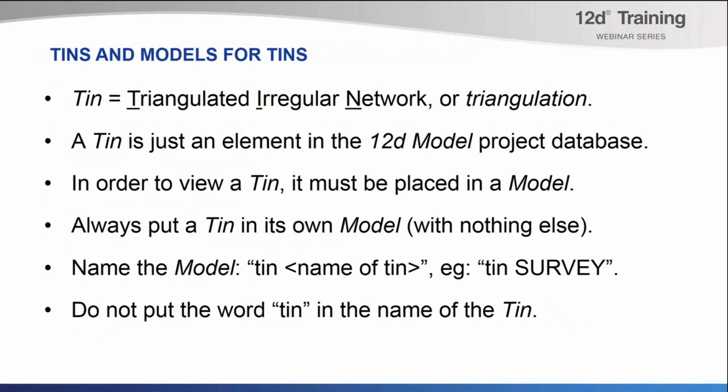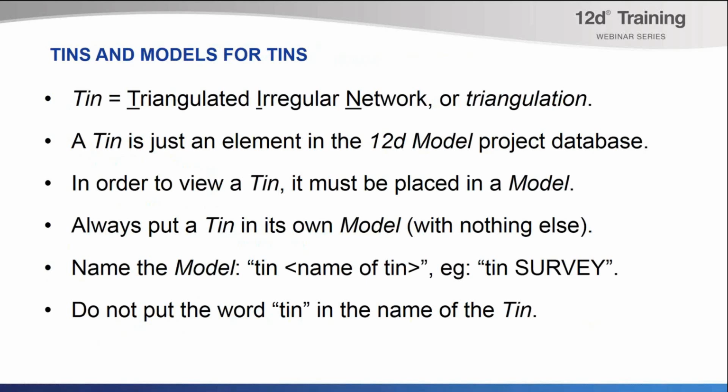Another very basic bit of information here, on TINs and models for TINs. I see enough data coming in from various people to want to emphasize this a little bit. First of all, when we use the word TIN, it is an acronym. It stands for Triangulated Irregular Network, otherwise known as a triangulation. And it is just an element in the 12D Model project database. Just like any other element, a string is an element, a piece of text is an element, and so is a TIN.